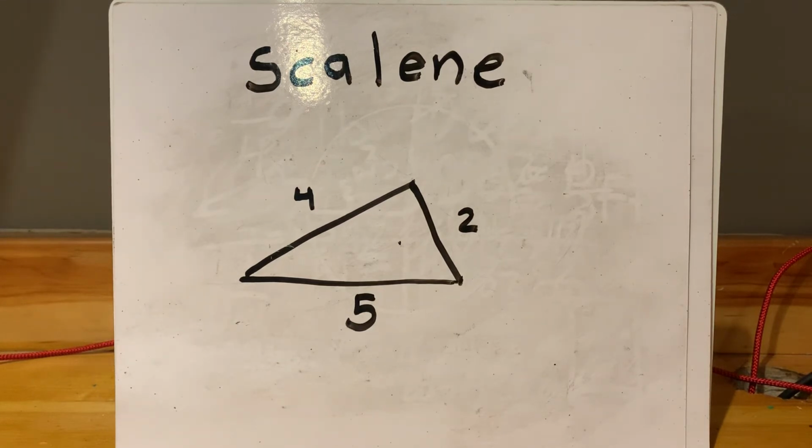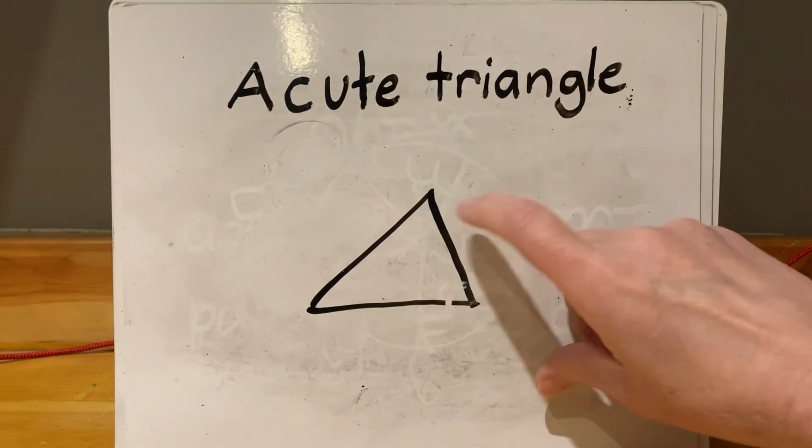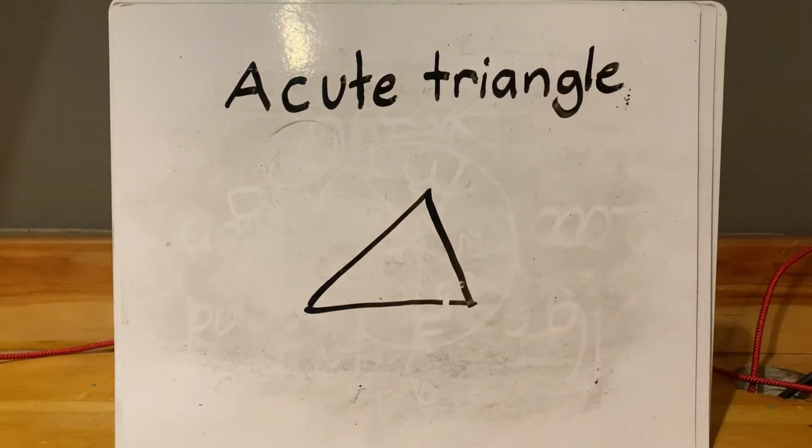Now, we're going to consider triangles classified by their angles. In an earlier lesson, we learned the name of three different kinds of angles: acute, right, and obtuse. We'll use these words to describe triangles also. We have an acute triangle. All three angles, all three of these, are acute angles.